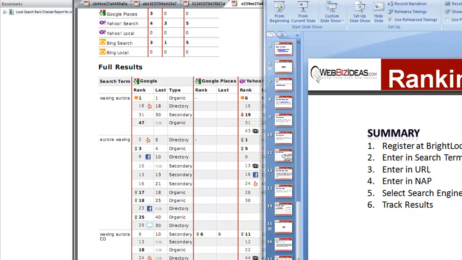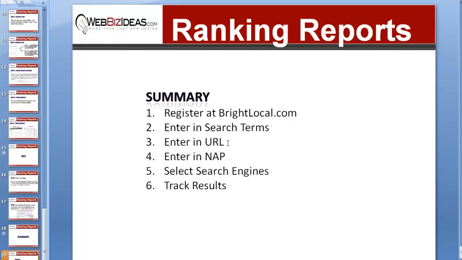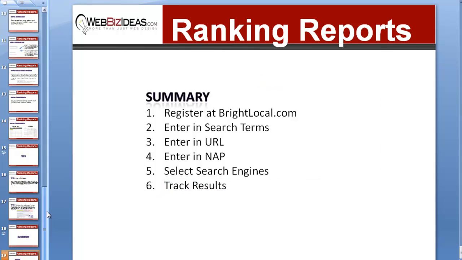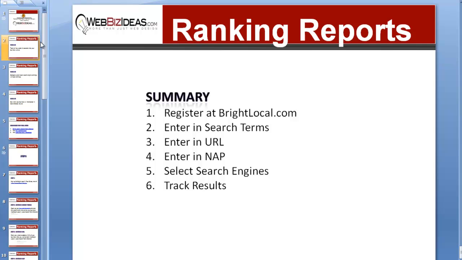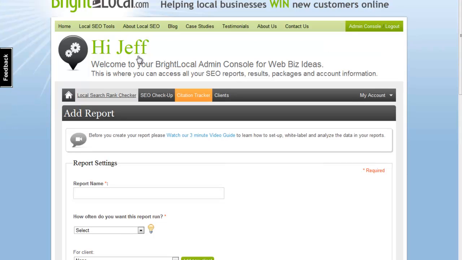And we have a tutorial on our website to do it in depth on BrightLocal. But just to review here: register at BrightLocal, enter your search terms, enter your URL, your name, address, phone number, select the search engines you want to track, and then start tracking those results. If you want, you can come to our website, we have a full tutorial on how to do that, or you can check BrightLocal's tutorial as well. But either way, the recommendation is to use that software to do this.